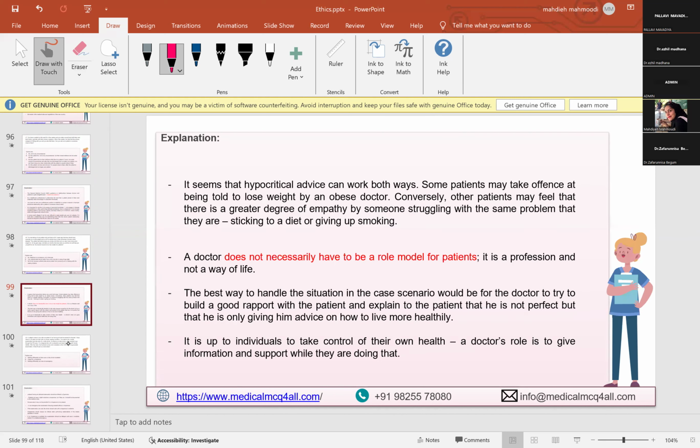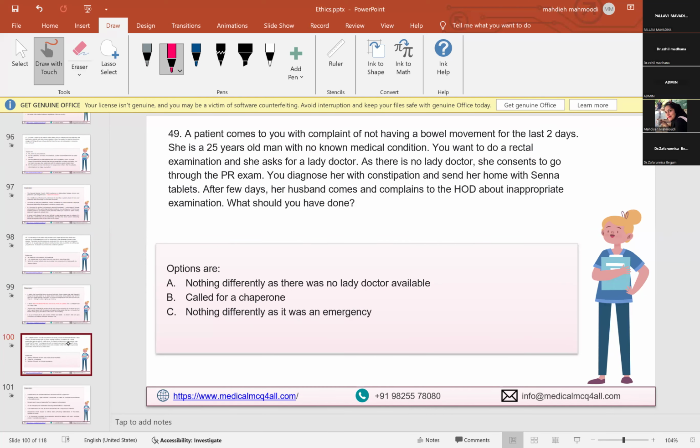Next, a patient comes to you with a complaint of not having a bowel movement for the last 2 days. She's a 25-year-old woman with no known medical condition. You want to do a rectal examination and she asks for a lady doctor. As there is no lady doctor, she consents to go through the PR exam. You diagnose her with constipation and send her home with Senna tablets. After a few days, her husband comes and complains to the HOD about inappropriate examination. What should you have done?